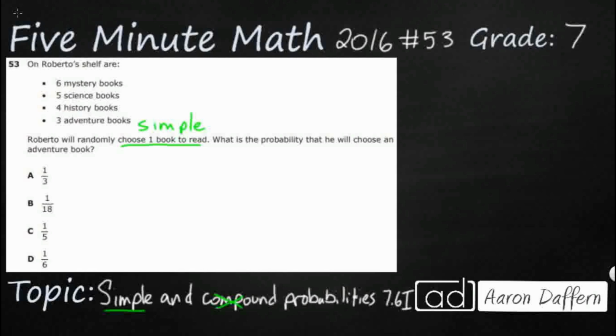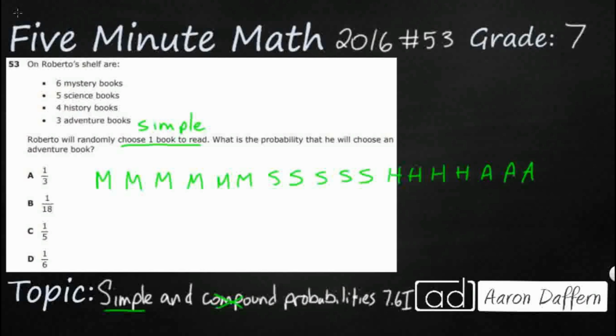So let's take a look at our books. I'm just going to draw some letters here. I've got 6 mystery. I've got 5 science. Notice how the numbers get smaller here. 4 history. And then 3 adventure. All right, so those are all my books.